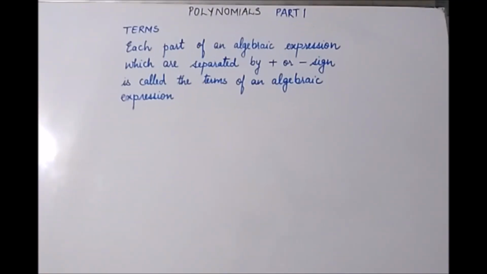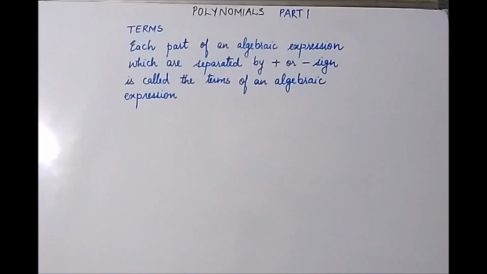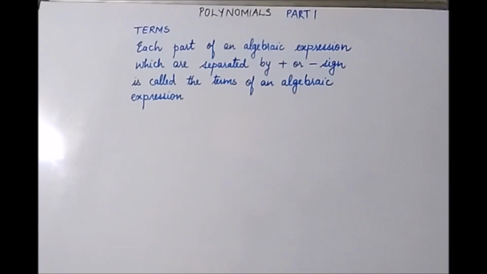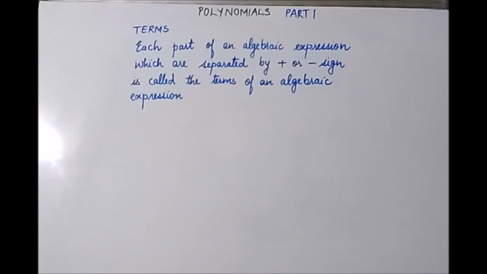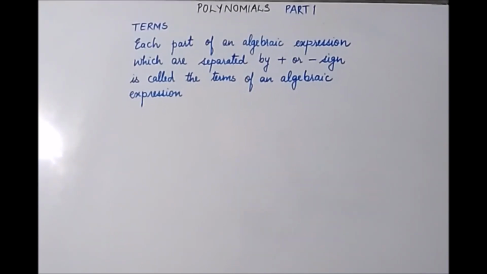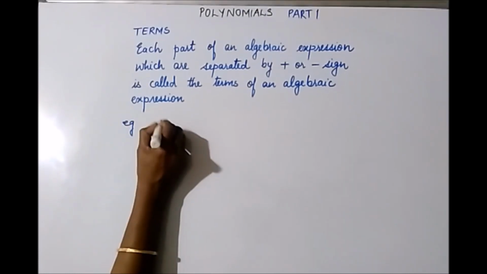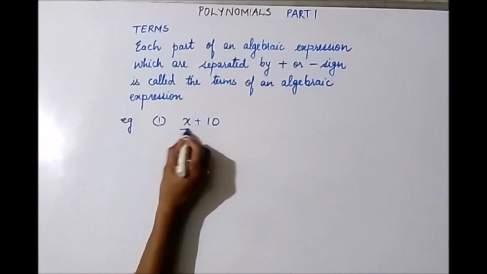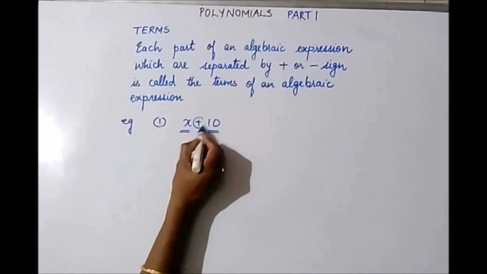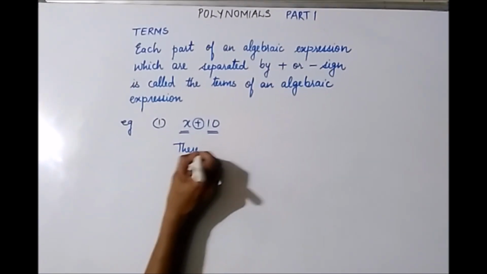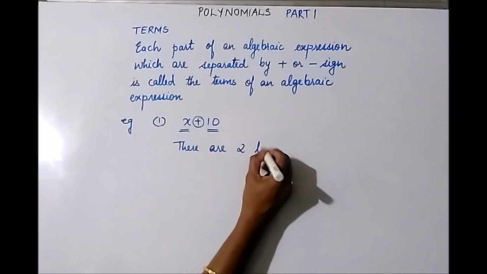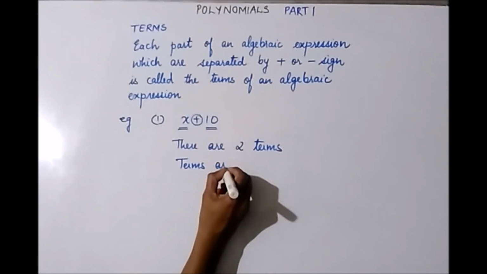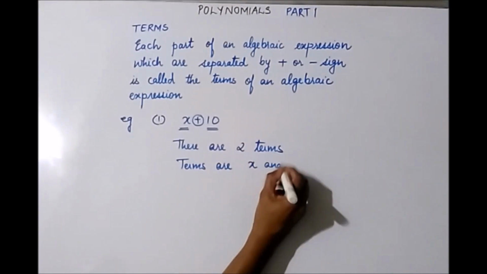Let us now understand the basic terms used in an algebraic expression. The first one being terms. What is term? Each part of an algebraic expression which are separated by plus or minus sign is called the terms of an algebraic expression. Let us take the first example, x plus 10. Here we see there are two terms, x and 10, and they are separated by a plus sign. There are two terms and the terms are x and 10.